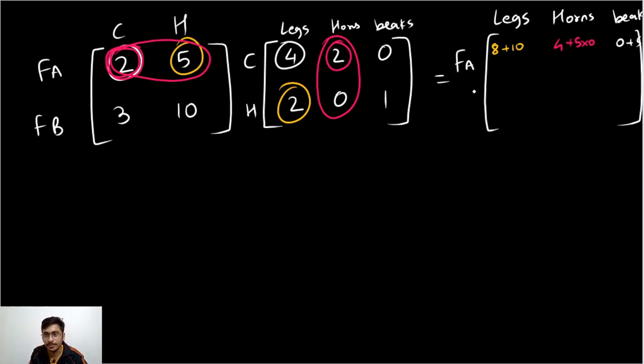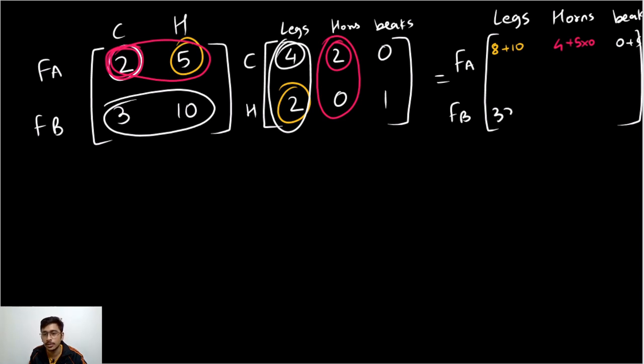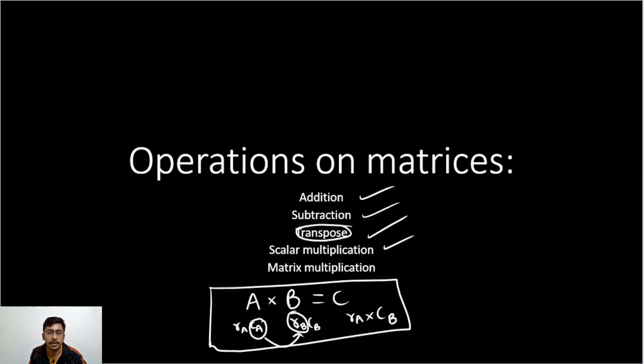on the first farm. Similarly for the second farm, I'm doing the same thing. I'm multiplying this row with the column. So 4 3s is 12 and 10 2s is 20. 20 plus 12 is 32. So I've got 32 legs. Then 3 2s are 6. I've got 6 horns and 10 beaks. So I hope that if you have any misunderstandings about matrix multiplication, this clears it out.